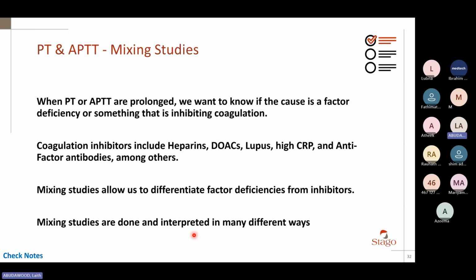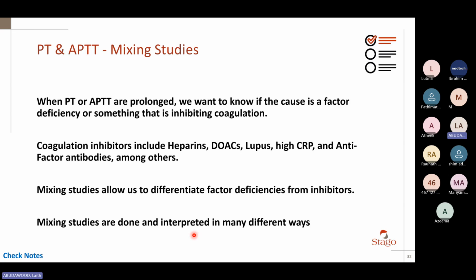So when PT and/or APTT are prolonged, the next best thing to do, or the reflex, is running mixing studies. Before I go into the details of mixing studies, very simply, answer the question: is the prolongation in PT or APTT caused by factor deficiency or is it caused by an inhibitor? Again, mixing studies answer the following question. Is the prolongation in the PT and/or APTT caused by factor deficiency or is it caused by an inhibitor?